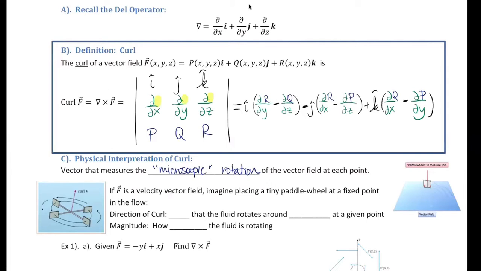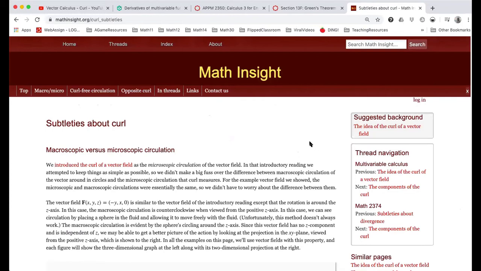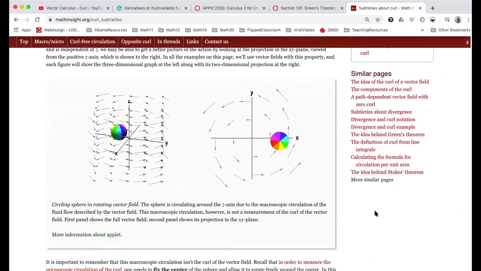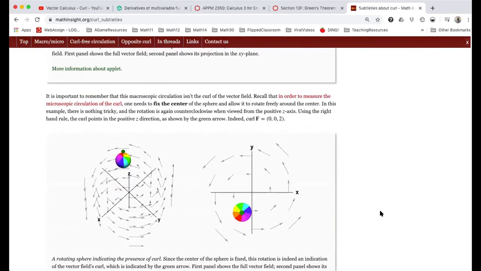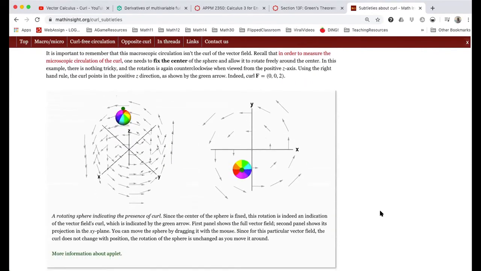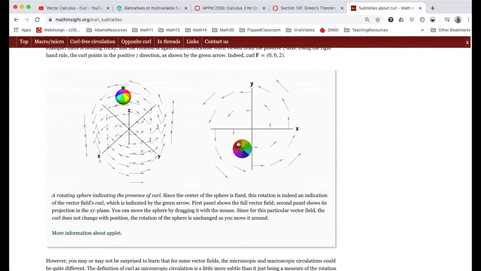This is from Math Insight, the website Math Insight. Here, kind of similar to the Khan Academy, we're using this idea of a spinning sphere. But in this first example, we're not pinning it down. So the fact that these spheres are rotating in this example is not capturing what curl is measuring. Curl is measuring, this is what I call macroscopic rotation here. Curl is measuring this, what we call microscopic. So really we imagine that we are pinning it down and then we see would it rotate. And as we would expect, even when we pin it down, we still get this counterclockwise rotation.